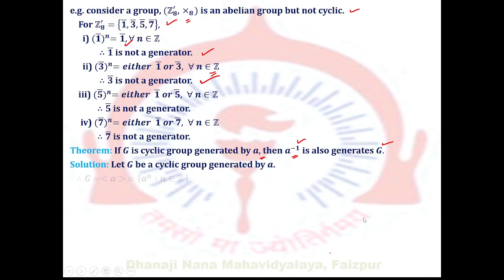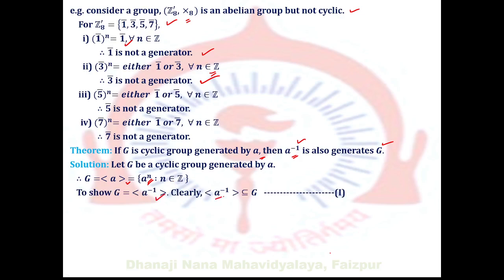So here G is equal to the cyclic group generated by A. That is, every element of G is an integral power of A. So it is A raised to n, such that n belongs to Z. Now we have to show G is again the cyclic group generated by A inverse. So clearly here the cyclic group generated by A inverse is a subset of G, because G is the whole group and every element belongs to G. So the cyclic group generated by A inverse is a subset of G.